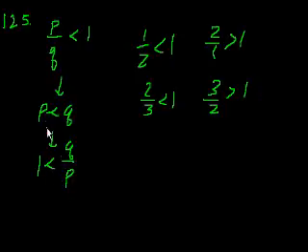I don't know if that's, yep, that is a choice. E, Q over P. That made it easy. I thought I might have to do more work if that didn't show up. So Q over P is definitely greater than 1. Next question.